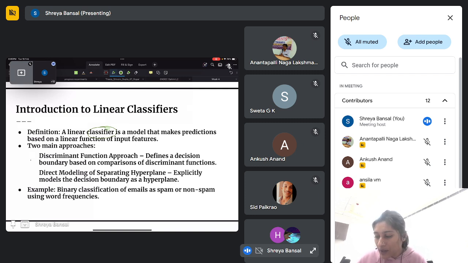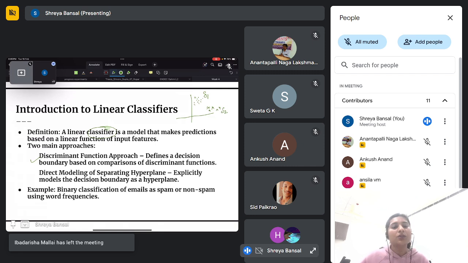First is the discriminant function approach, in which we define a decision boundary based on the comparison of discriminant functions. Let's say we have some data, and say this is class 1 and this is class 2. Let's have some discriminant function delta 1 for this class and delta 2 for this class, and using the discriminant approach we'll learn a classifier which helps to classify class 1 and class 2.